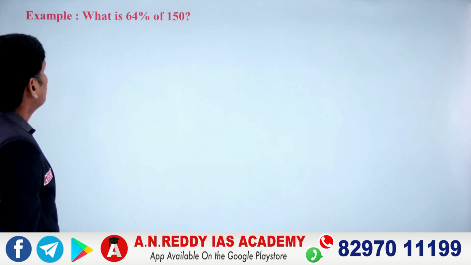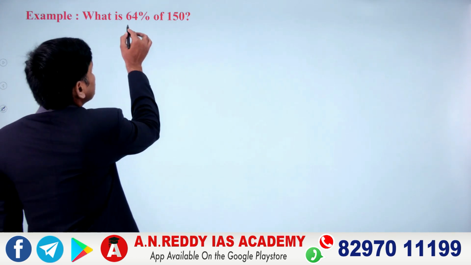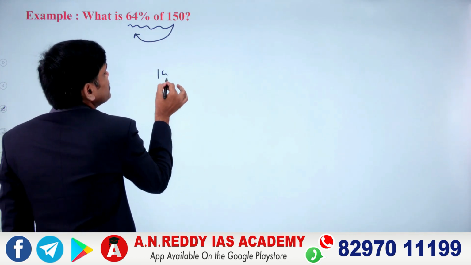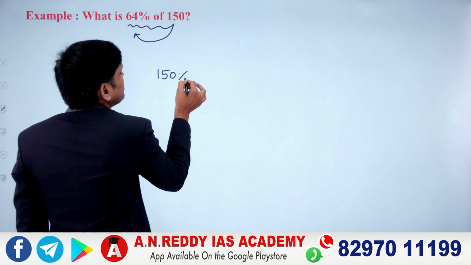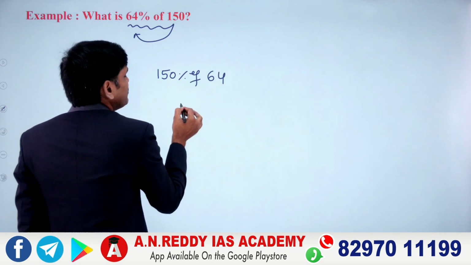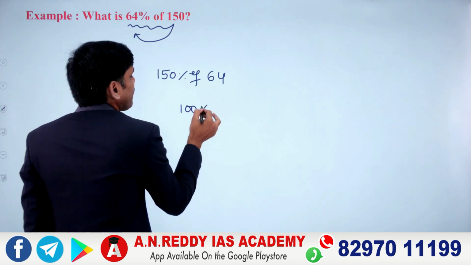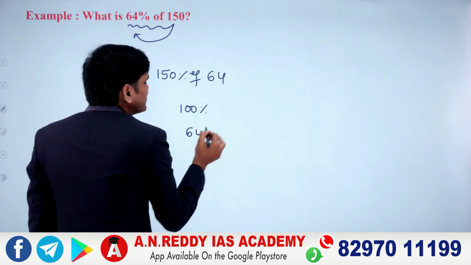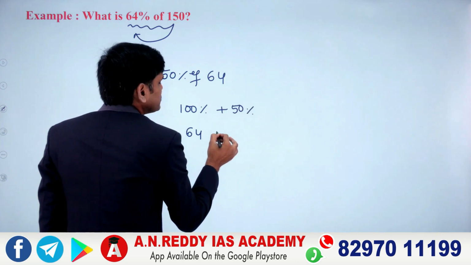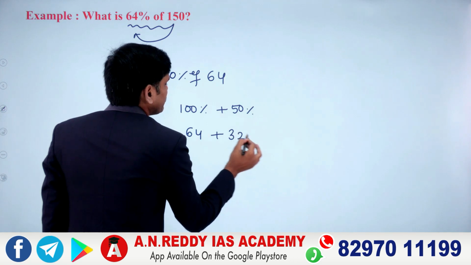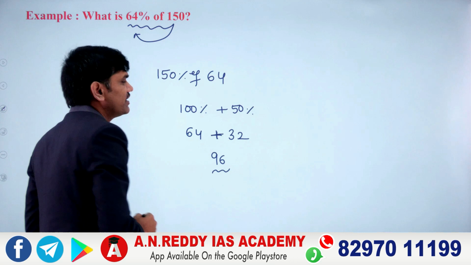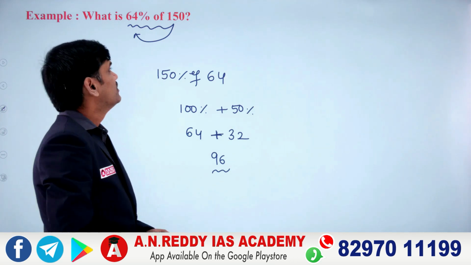Now have a look at it. What is 64% of 150? 64% of 150, it is easier to find 150% of 64. So I will convert it. 150% of 64 is easy because 100% of that number is nothing but 64 only, plus 50% of that number is nothing but half of that, which is 32. 64 plus 32 is giving you how much, dear? 96.